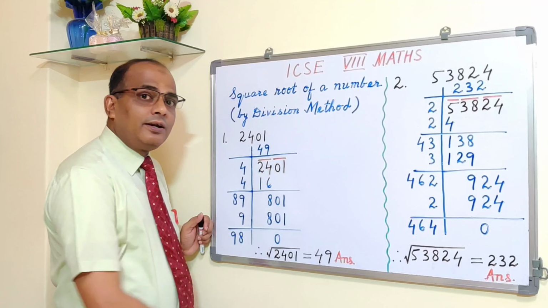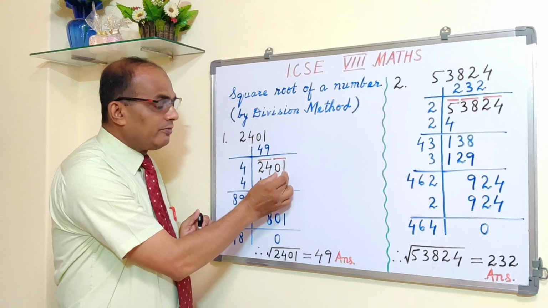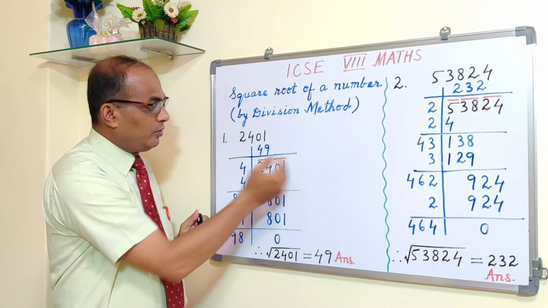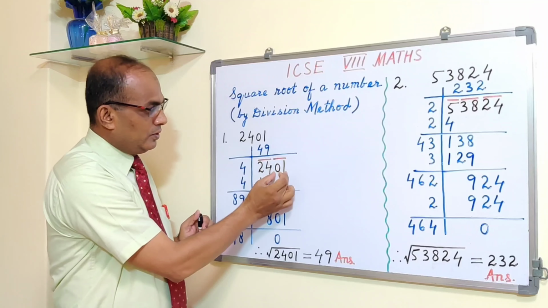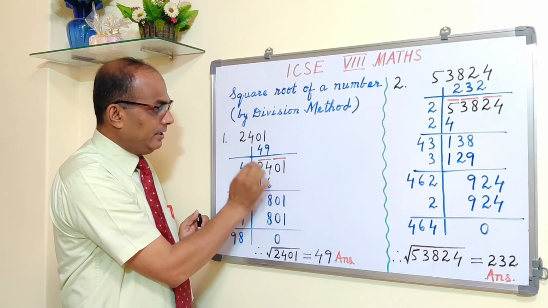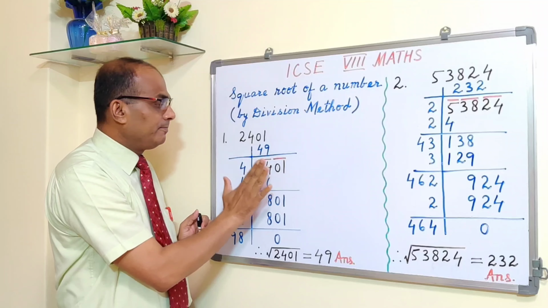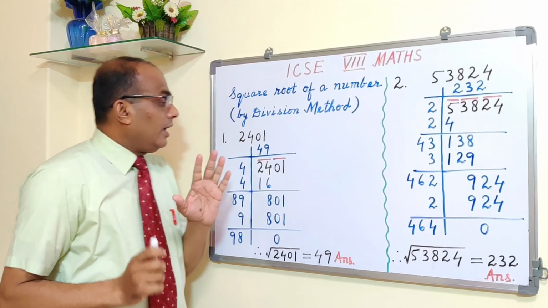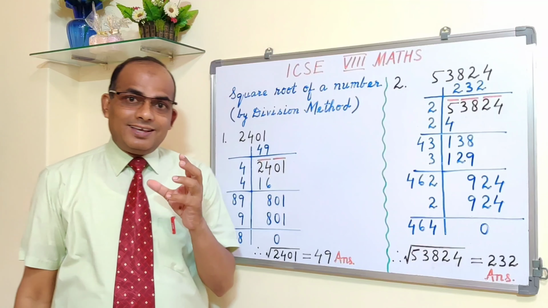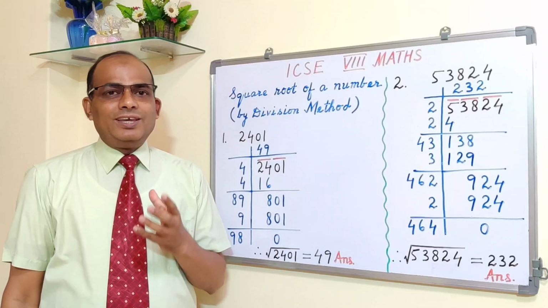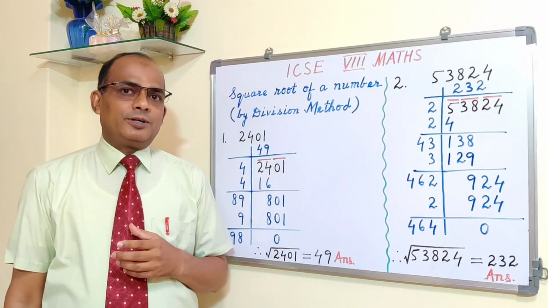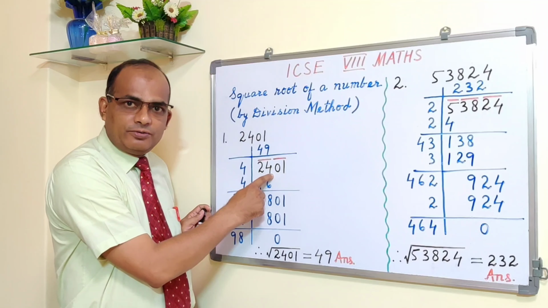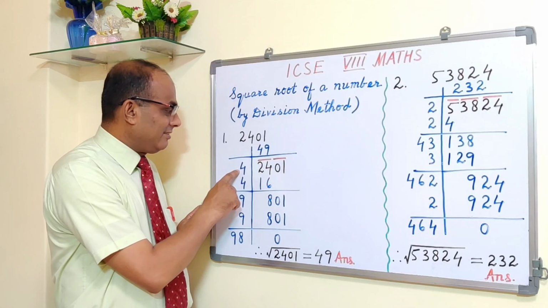We place a bar over every pair of digits starting from the right, from the units place. So one pair, one bar, other pair, other bar. So here we are getting two pairs, two bars. Now after this, we guess a number. We find out the greatest number whose square is either 24 or less than 24. So that number we guess maybe 4.